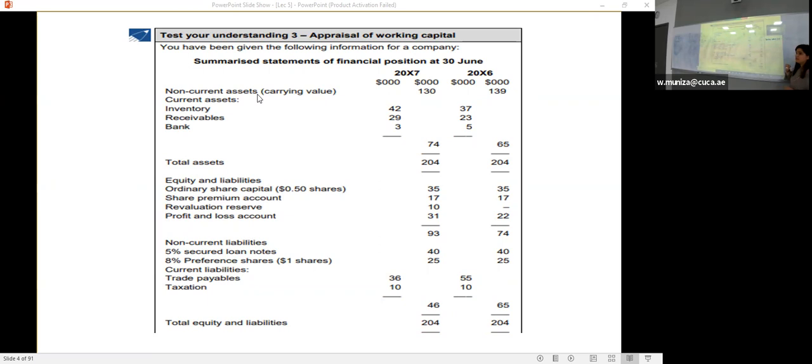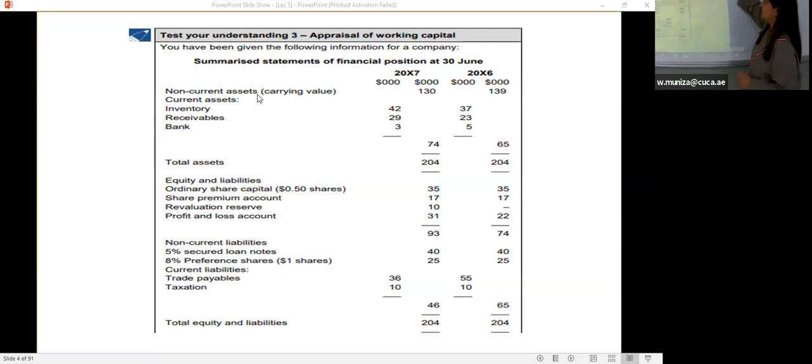Inventory holding period. What is the formula? Inventory divided by cost of sales, multiplied by 365. Okay, so use this formula to calculate the inventory holding period.